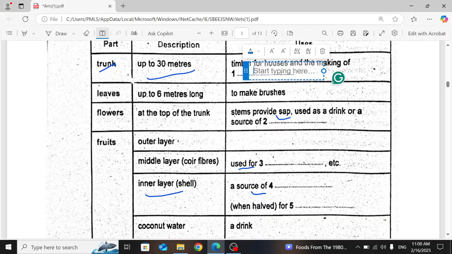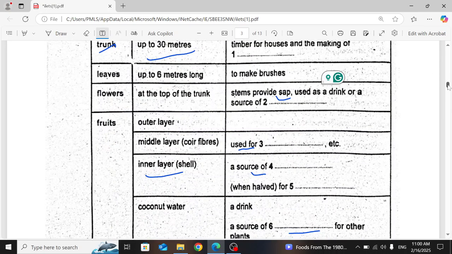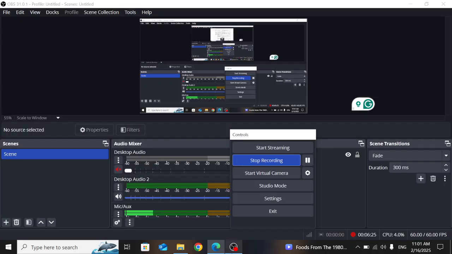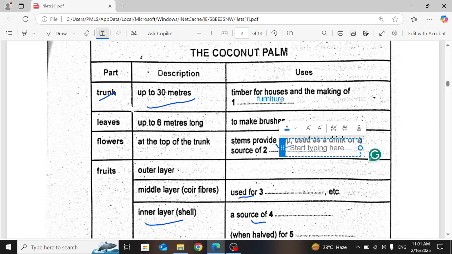furniture. Okay, let's write here furniture. And the answer to the second question is sugar. Okay, let's move forward.